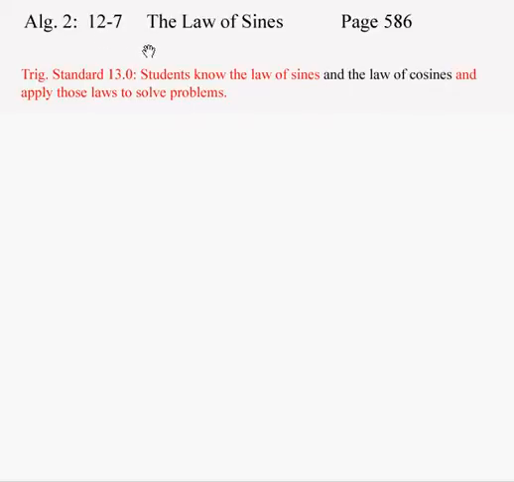Chapter 12, Section 7, the Law of Sines. It's one of the California State Trig Standards, number 13, to know the law of sines and apply those to solving problems. So our objective today is to know the law of sines to find various sides and angles.